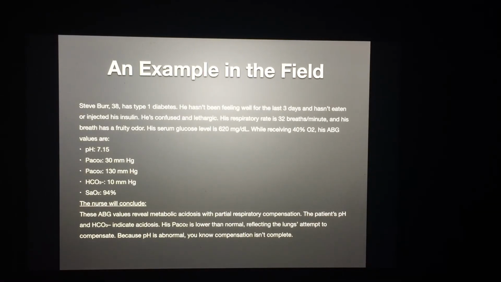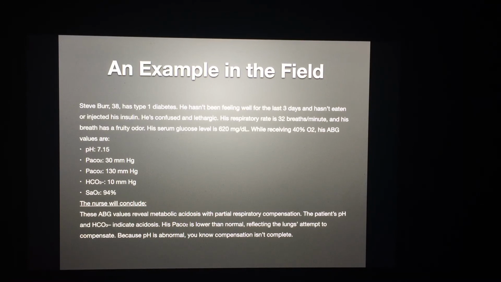An example in the field. Steve Barr, 38, has type 1 diabetes. He hasn't been feeling well for the last 3 days and hasn't eaten or injected his insulin. He's confused and lethargic. His respiratory rate is 32 breaths per minute, and his breath has a fruity odor. His serum glucose level is 622 milligrams while receiving 40% O2. His ABG values are as seen here.